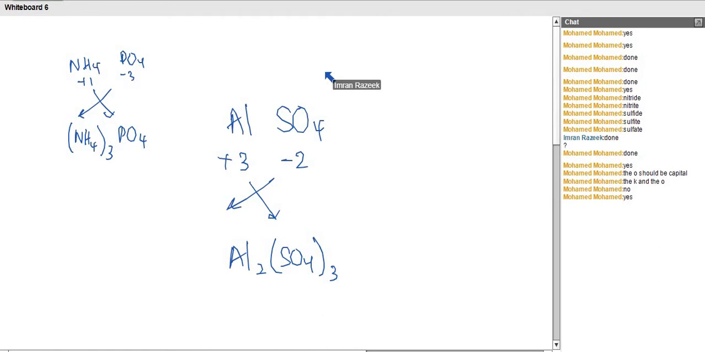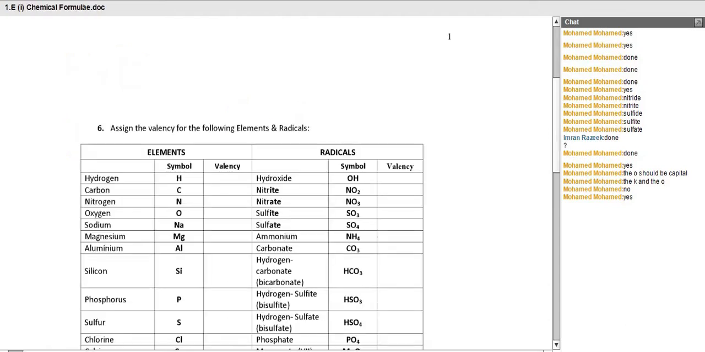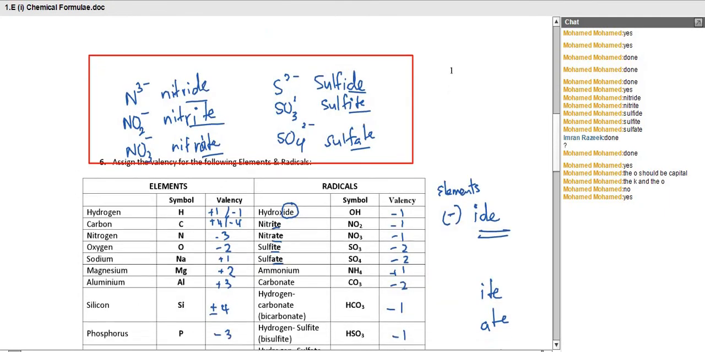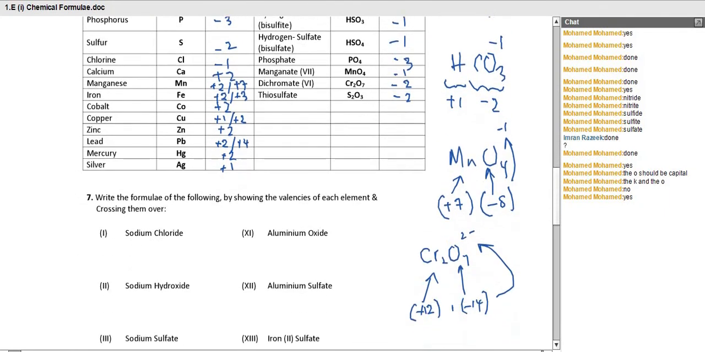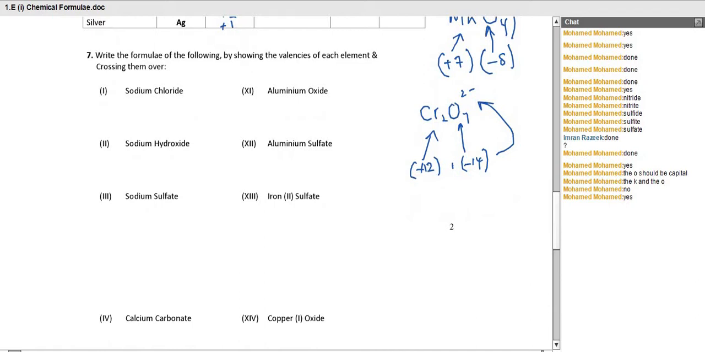Okay, so mono, di, tri, tetra, penta, remember that when you're writing the names. And remember, always the radicals will carry a charge. So we'll start writing the formula. Since we are practicing, I want you to follow the steps.